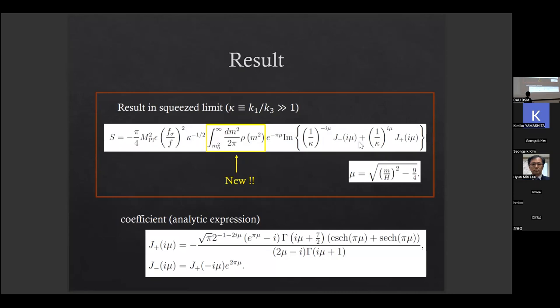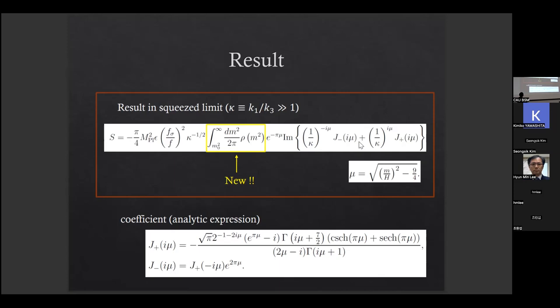Of course, it's really hard to get a fully analytical expression in the general momentum configuration. But in the squeezed limit, where k1 over k3 is much larger than 1, we get this kind of expression. This yellow part is new. It contains the integration of the mass spectrum. The other part is just a prefactor, and kappa is a momentum ratio defined in this way.